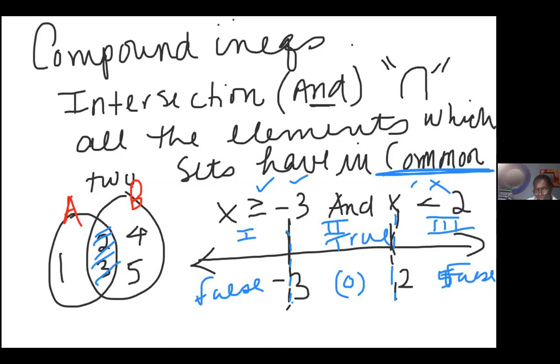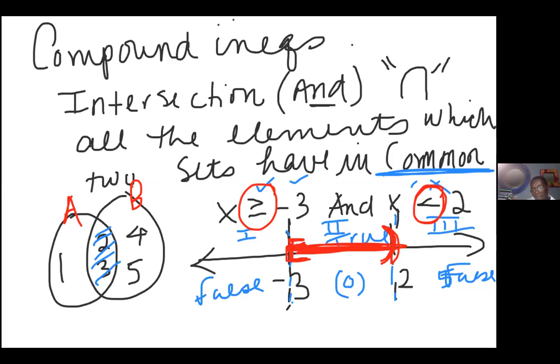The true region is the region in the middle and between -3 and 2. So to graph this, we are going to use a bracket at the -3. Why a bracket at the -3? Because of this. Then we're going to use a parentheses at the 2, +2. Why parentheses? Because of the inequality symbol. Then we got to show these values right there, guys. Okay, all these are the values that will make the problem true.